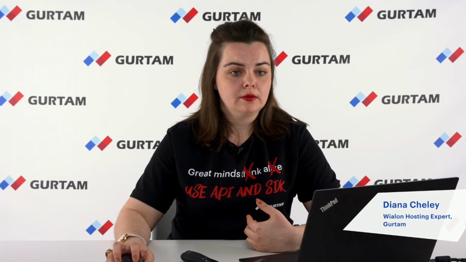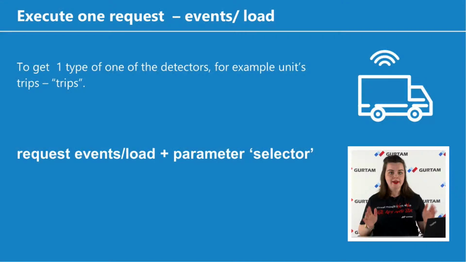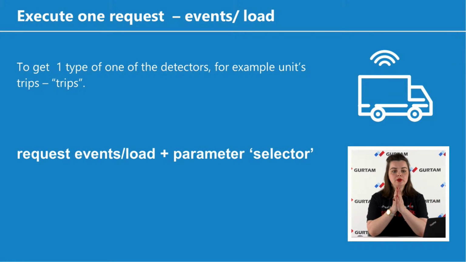We have already looked at how you can use different formats and options for receiving events. Now I will briefly summarize this information and show you examples of the formats and their usage. Case 1: we execute one request, events load. If you need to receive information from only one detector, for example trips, you can instantly load and get events for the required period using just one request. To do this, you need to add the selector parameter. So let's take a look at examples.